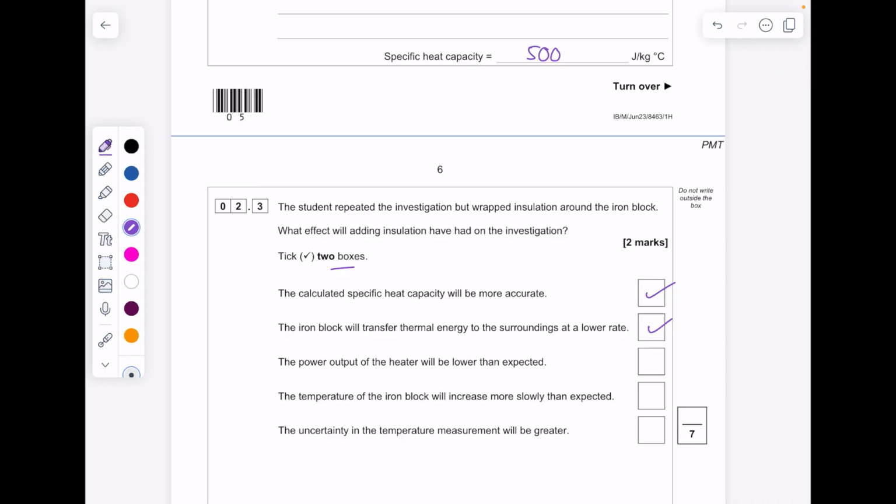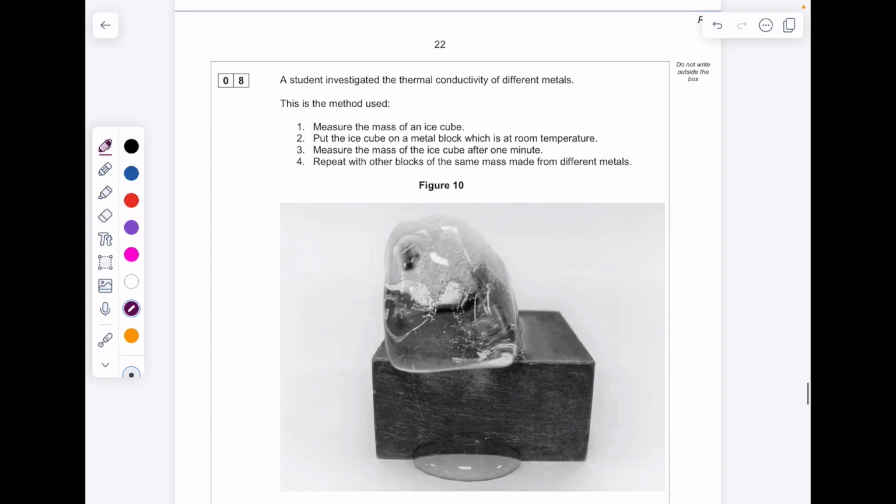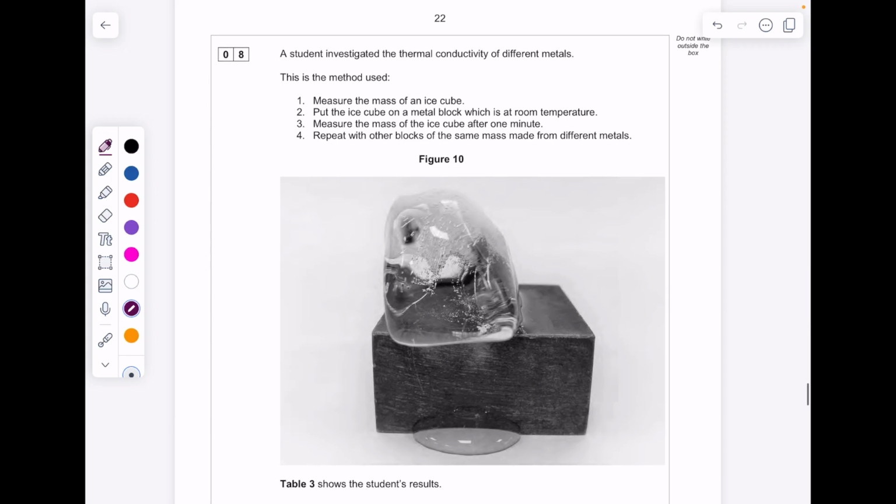The power output of the heater will be lower than expected. No, it will have no effect on that. The temperature of the iron block will increase more slowly than expected. Absolutely not. The uncertainty in the temperature measurement will be greater. It's got nothing to do with how you read the thermometer, so I'm confident that options 1 and 2 are correct.